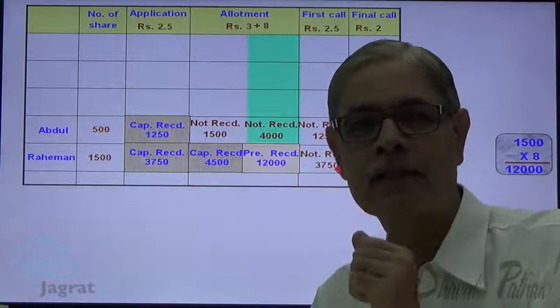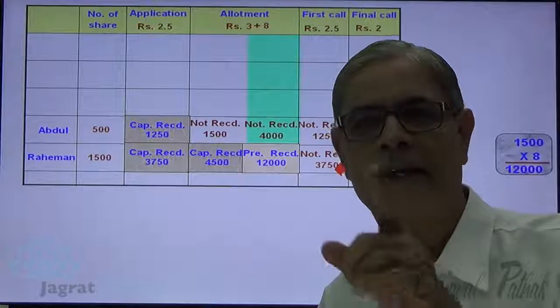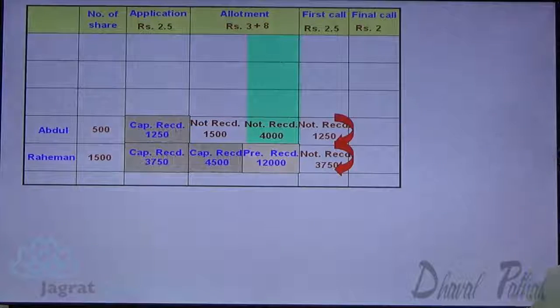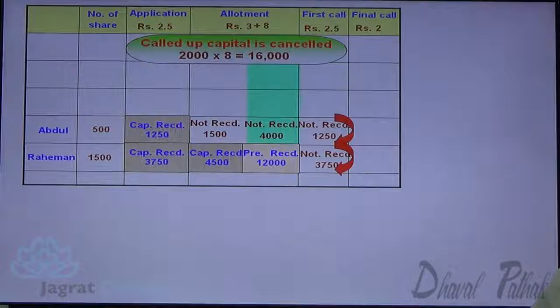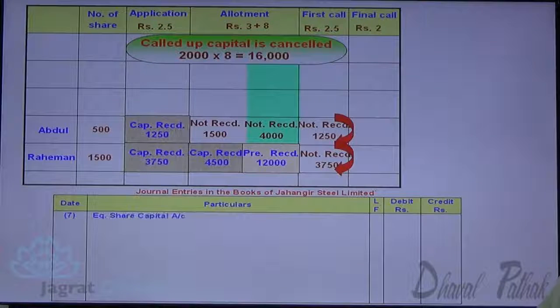And what is to be cancelled? Called up capital is to be cancelled. How much is the called up capital? 8 rupees per share. So 2000 shares at the rate of rupees 8 per share. This is the called up capital. Equity share capital account debit 16,000.